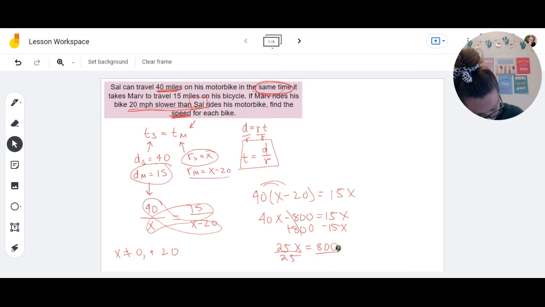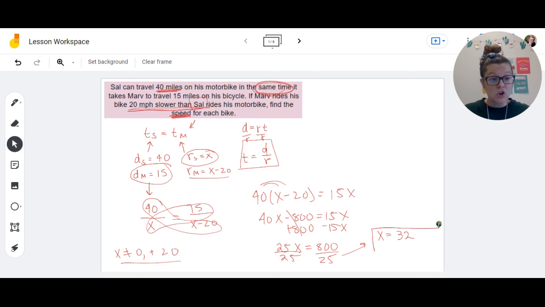Divide by 25. I think that gives us 32. Let me see. Make sure I don't tell you the wrong thing. Yes, okay. x is equal to 32. And I'm like, hey, let me check my restrictions. I'm good to go. So I'm boxing 32, and I need to include the units.